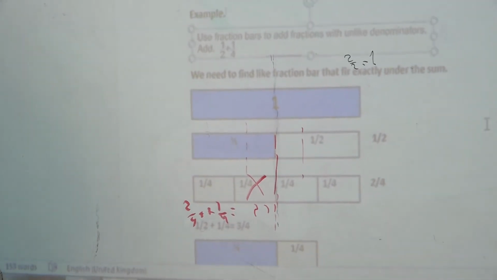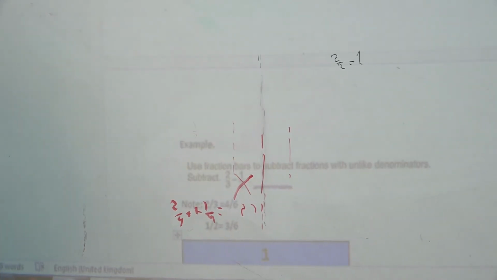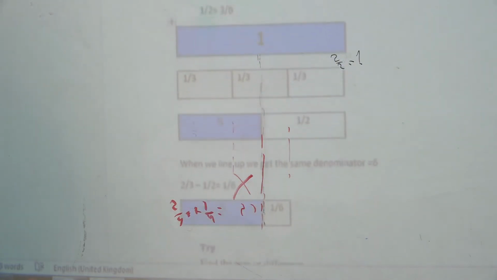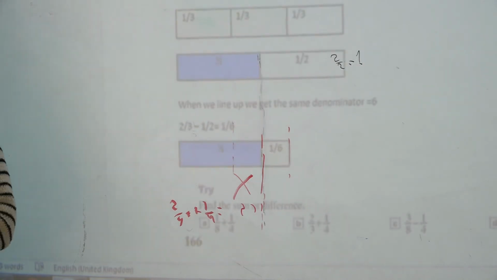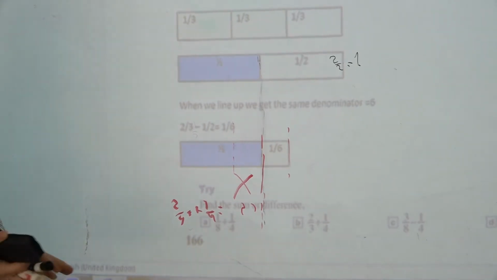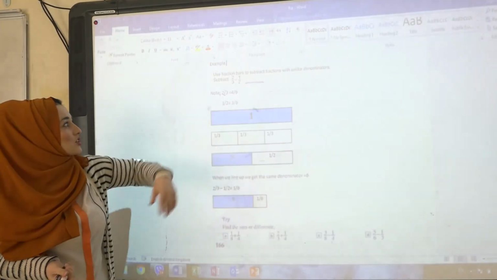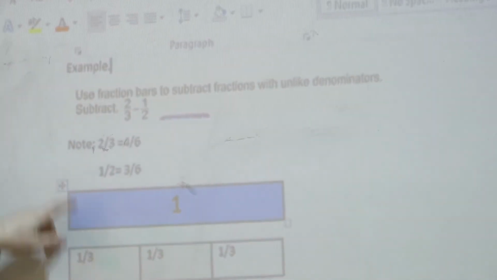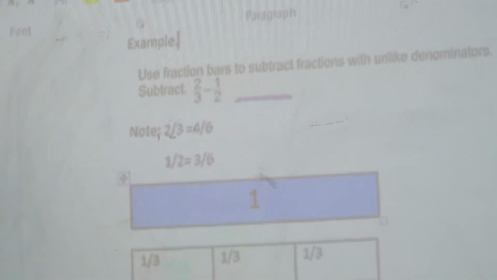This was the example for adding. Now another example about subtracting fractions. We talk about subtracting fractions. We use the fraction bars to subtract fractions with unlike denominators. So subtract 2/3 minus 1/2. What do we need to do? Again, we use a fraction bar.